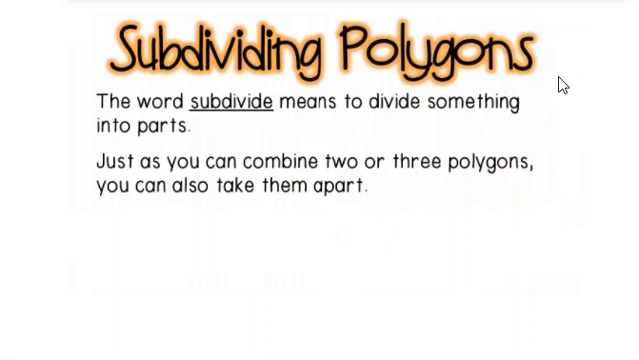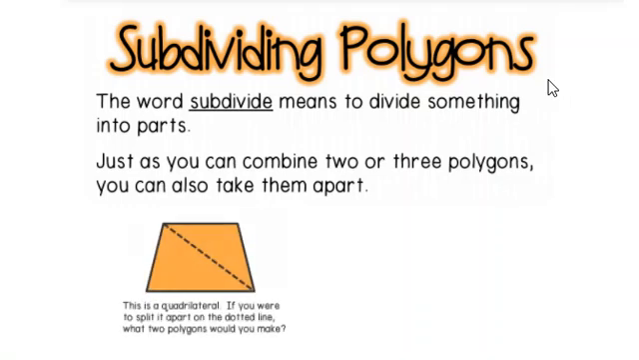The word subdivide means to divide something into parts. Just as you can combine 2 or 3 polygons, you can also take them apart. So this is actually the opposite of combining. So this is a quadrilateral. It has 1, 2, 3, 4 sides. If you were to split it apart on the dotted line, what 2 polygons would you make?